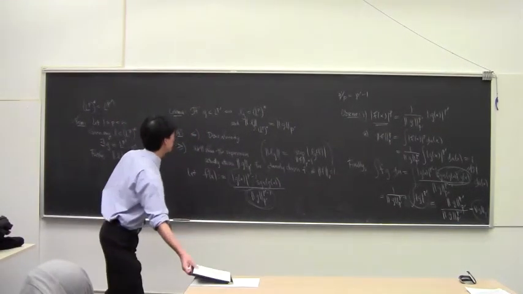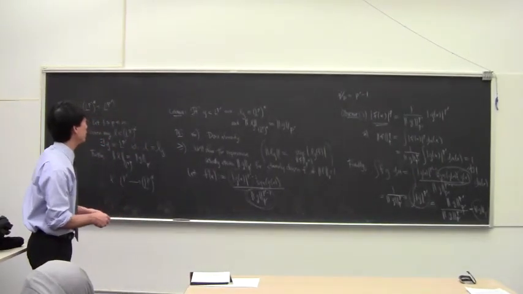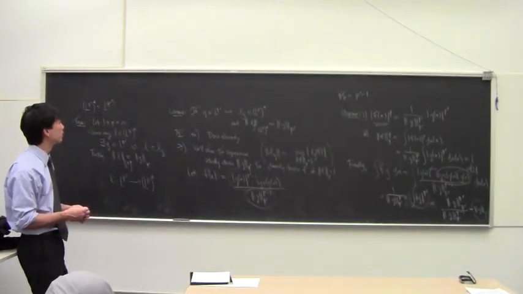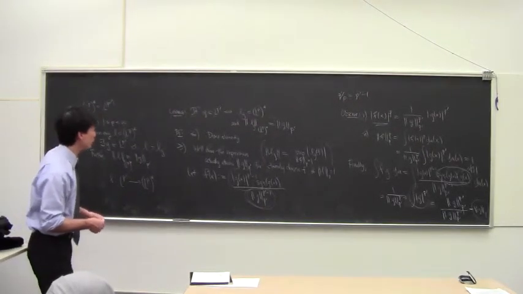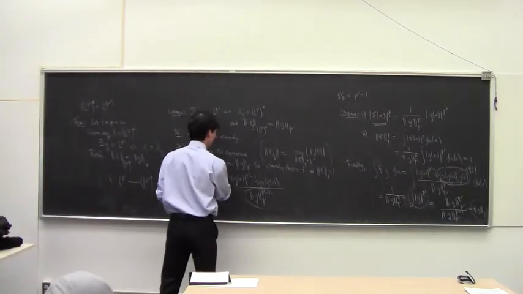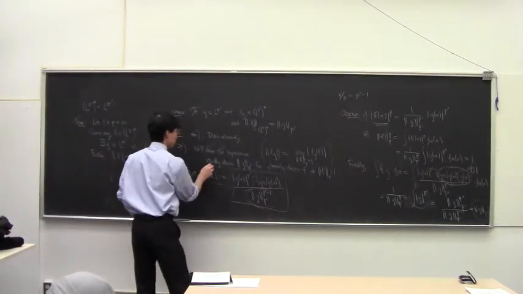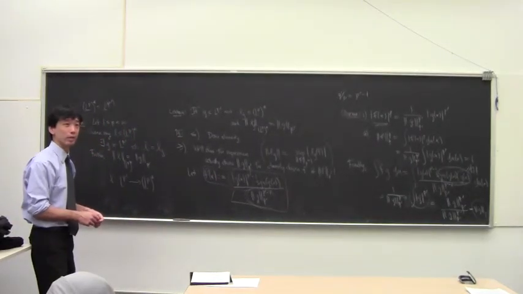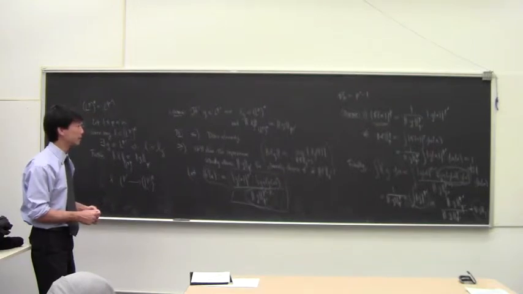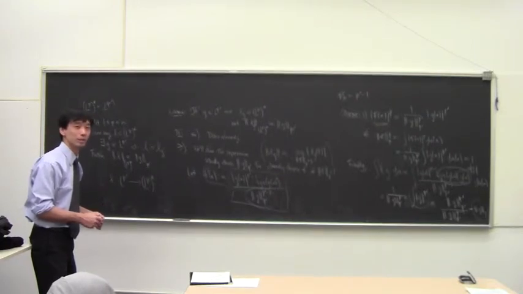Okay. Any questions? Any questions on how this is done? It seems sort of arbitrary, right? This choice of f seems sort of arbitrary, but you see that in fact you're forced to it. There's no other option.